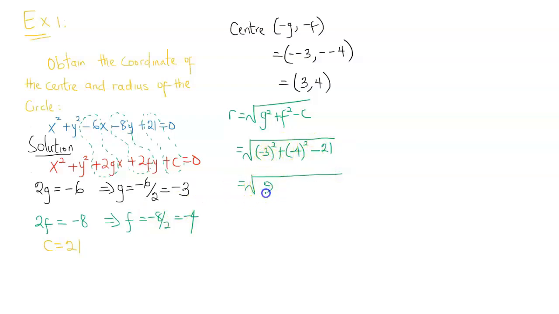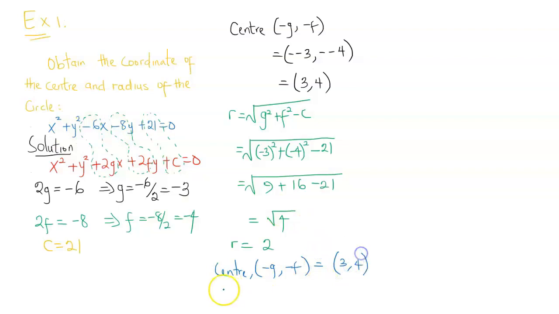Negative 3 all squared is 9. Negative 4 squared is 16. Minus 21. 9 plus 16 is 25. Minus 21 is 4. So this is the square root of 4. Therefore, the radius is going to be equal to 2. So we can conclude that the center, negative g comma negative f, of this circle, whose equation is in blue, is equal to 3 comma 4, and its radius is equal to 2.